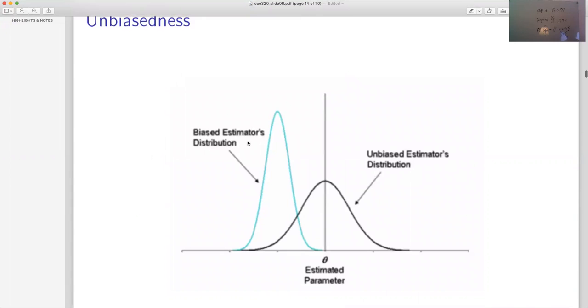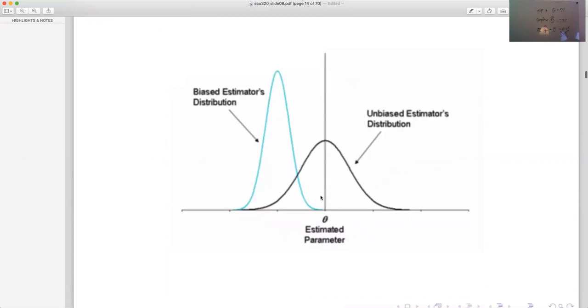So the biased estimator's distribution is like this. For example, this is our true parameter, but somehow we are getting this, whatever value we are interested in. So basically, this is biased because this is theta hat. Let's say this is our true unemployment rate of 7%, but somehow I'm getting 6.5% or something like that. Then I'm going to have a bias. But this, on the other hand, is an unbiased estimator.